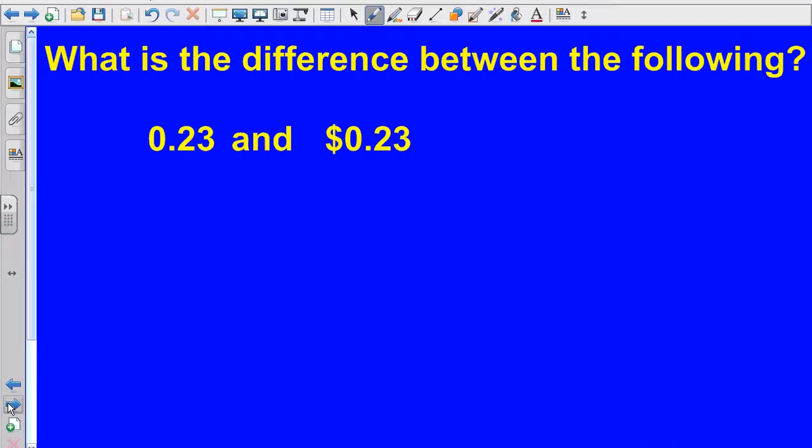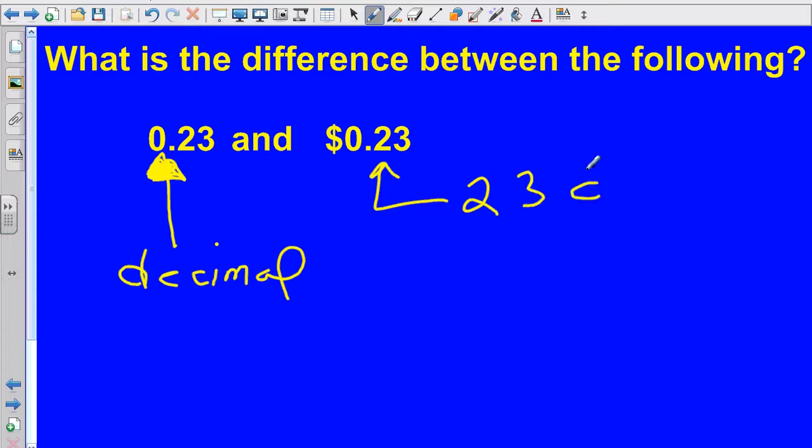What's the difference between these two things? 0.23 and 0.23 with a dollar sign in front of it. Meg. Because the first one doesn't have a dollar sign, so it's like a fraction. It's not a fraction, but it's not cents. It's not money, it's just a straight decimal. And the other one with the dollar sign means 23 cents, yes.